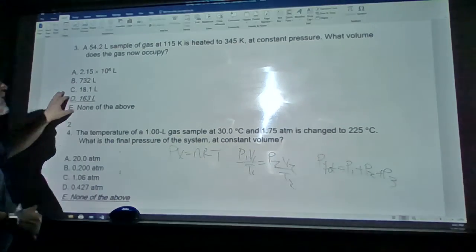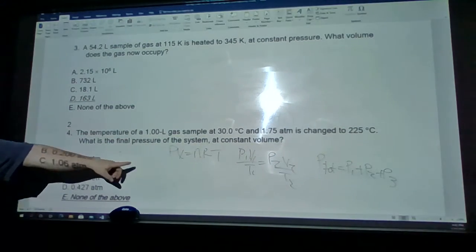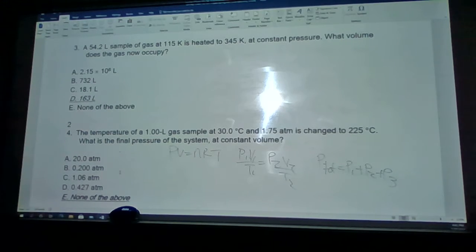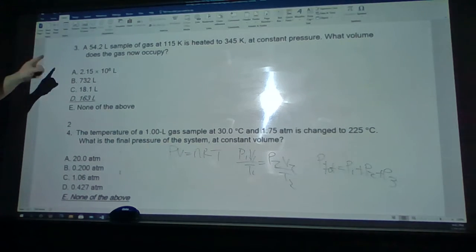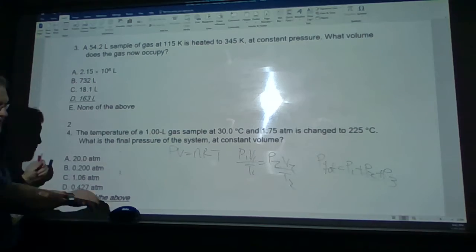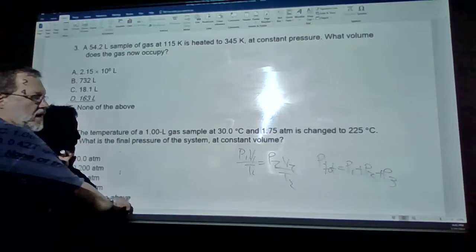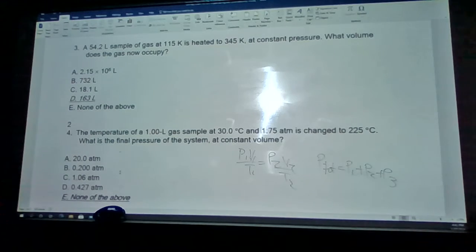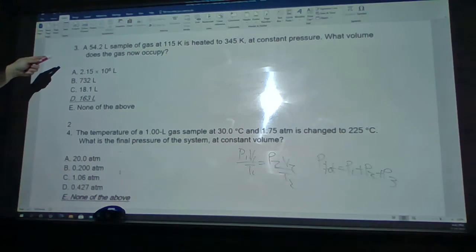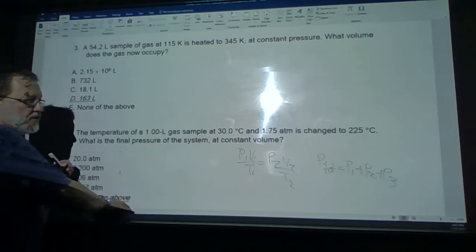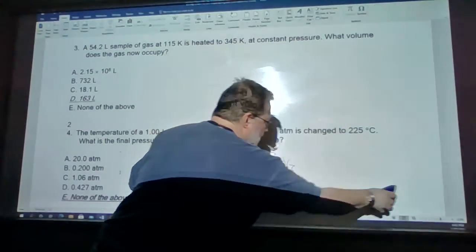So, what are we given? PV equals nRT. N is the number of moles. Do we have any information about moles in this problem? No. The only thing we have are pressure and temperature. Since this deals with numbers of moles, we cannot use that. Dalton's law says we're dealing with only pressure. Do we have pressure here? No. It says it's constant pressure. So the pressure doesn't change.